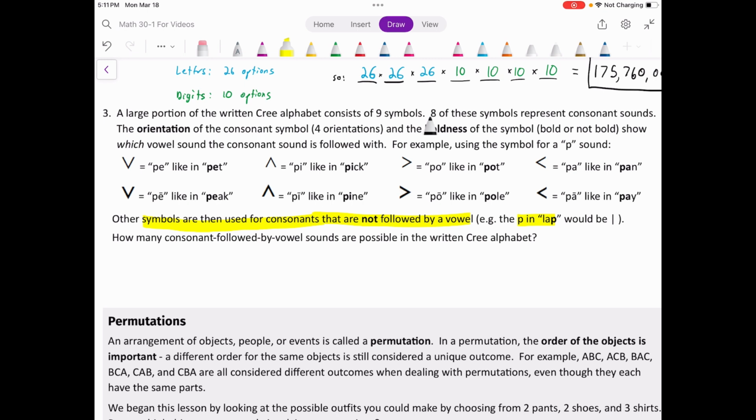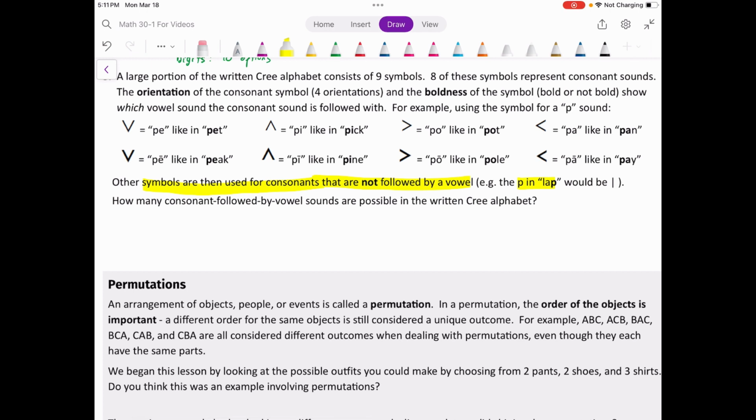So there's 8 symbols that represent different consonants, 4 ways they could be oriented, and then they could be bold or not bold, right? So let's just think about our options here. We've got 8 symbols that could be oriented 4 different ways. Each of those 8 symbols, if we rotate it in 4 different ways, it gives us a different vowel sound. And then on top of that, if we rotate it and bold it or not bold it, that gives us a different sound, okay?